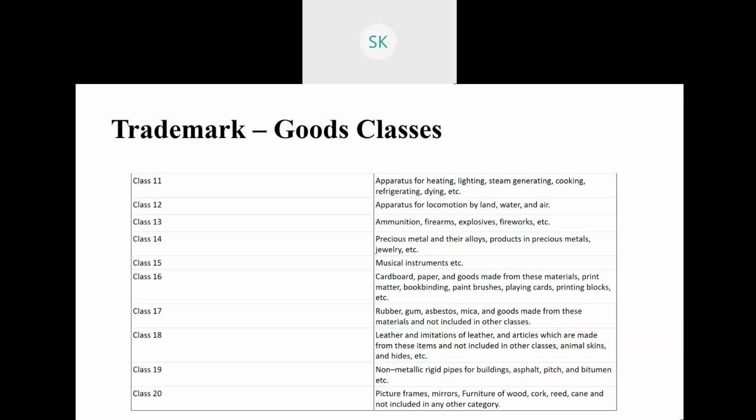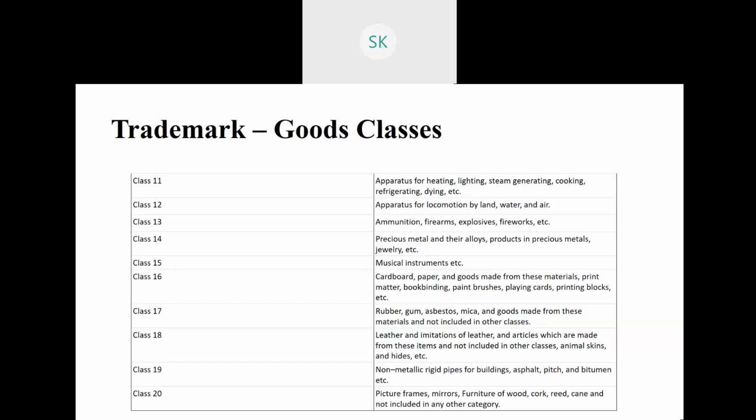Then coming towards class 13, that is ammunition, fireworks, explosives, firearms. So class 13 belongs to the products which give explosion. Ammunition gives explosion, fireworks give out explosion, explosives give out explosion. So they are generally of this type.